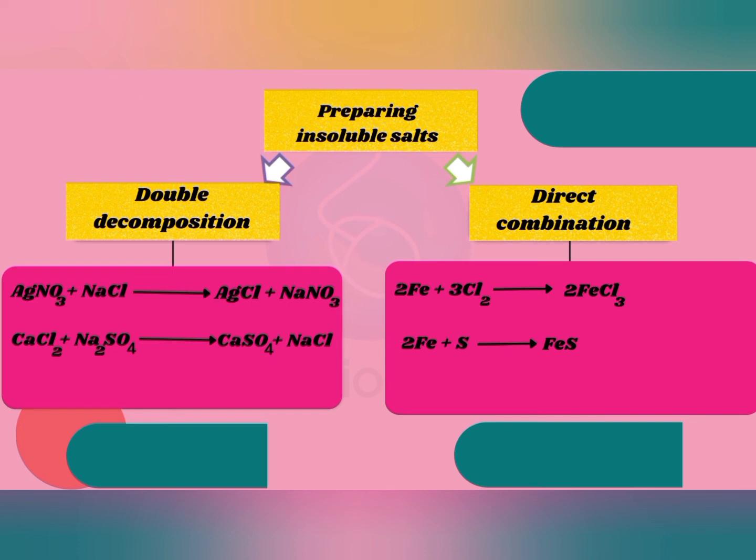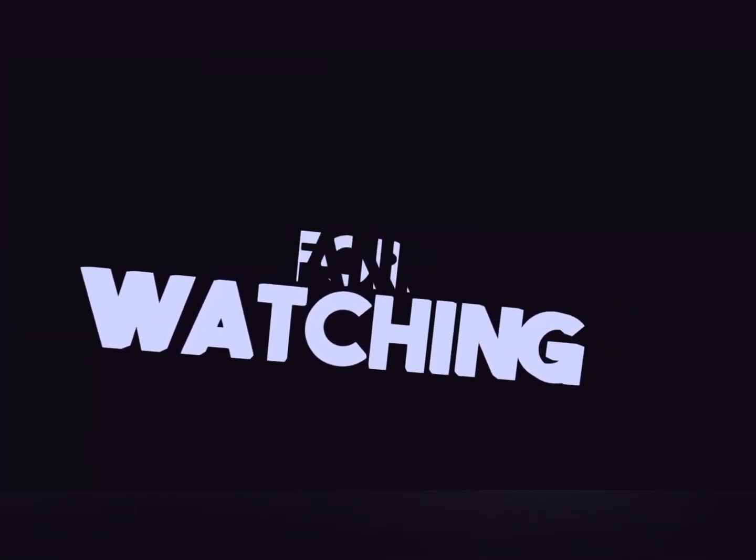So note that this method of salt preparation is confined to binary salts, that is, salts that are made up of just two elements. So you take note of that. Examples of such salts include iron(III) chloride as well as iron(II) sulfide. So this is another method used in preparing insoluble salts. So take note of examples of insoluble salts. These are potential questions that you may be asked in your exams. So take note of that.